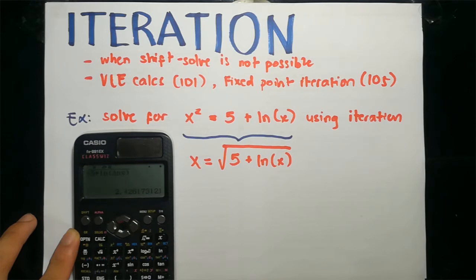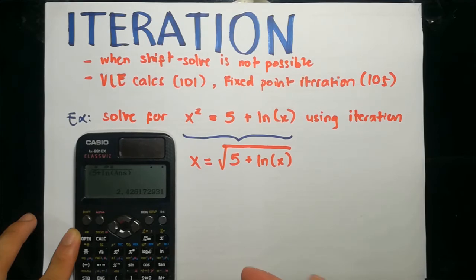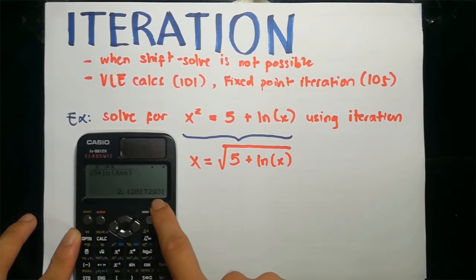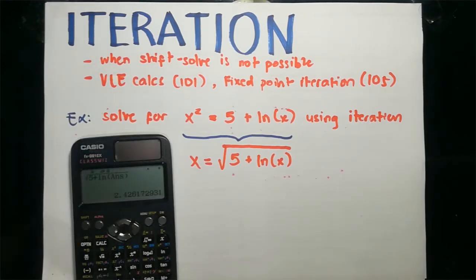So kung napapansin nyo, nag-iiba yung mga numbers. And sa huli, let's try to click one more and look at our numbers, hindi na siya nagbago. Meaning we approach some value already, and this is the answer to our equation, 2.4262. So let's also try this other example for iteration.